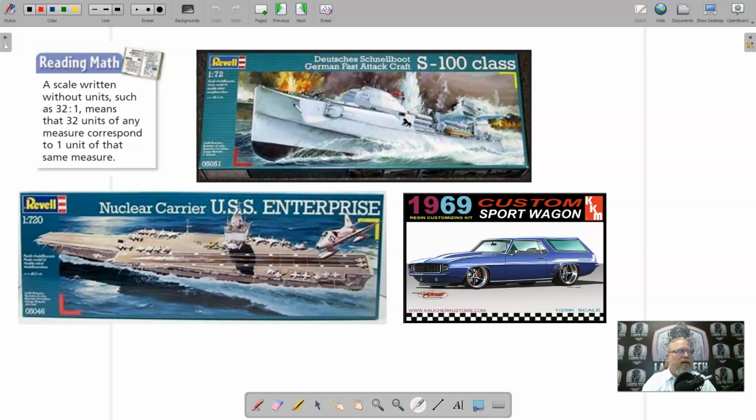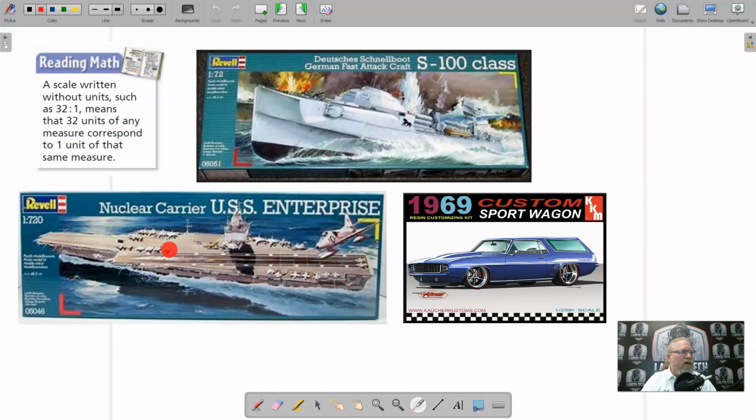And I've got some models here represented. For instance, look at this Deutsches Schnellboot, German fast attack craft. And the scale we see underneath the company logo of Revell, we see 1 is to 72. That means that if you build the model and then measure the model, and the model is X number of inches long, you would multiply that times 72, and that would tell you how many inches in real life that ship is. So for every 1 inch of the model, in real life, there are 72 inches of the actual boat.